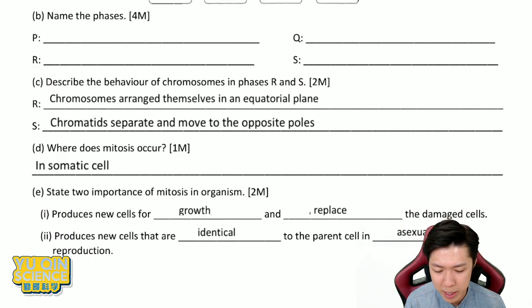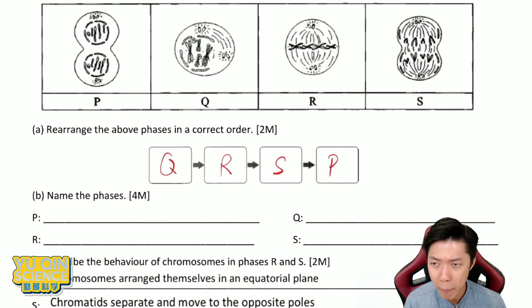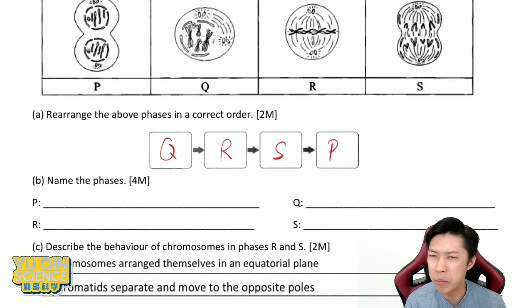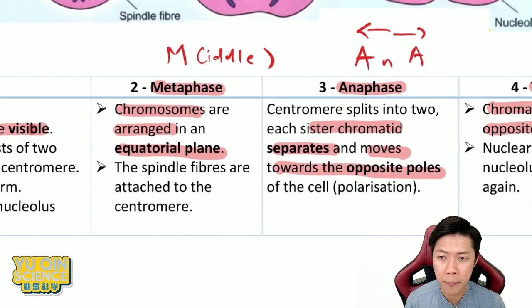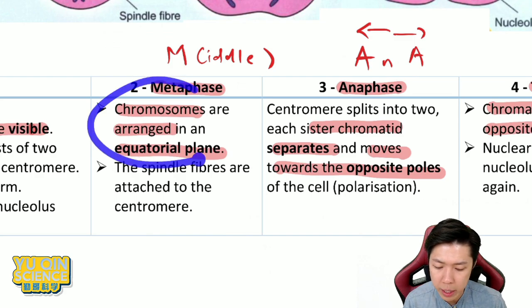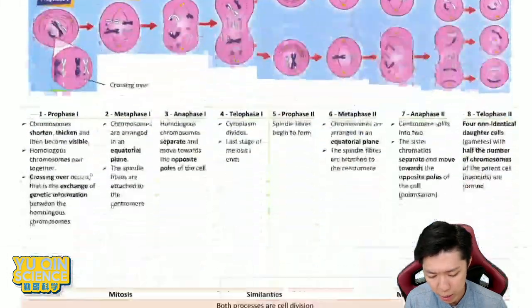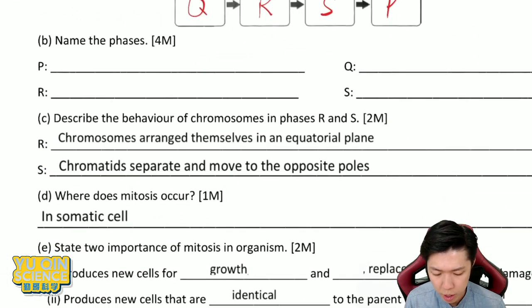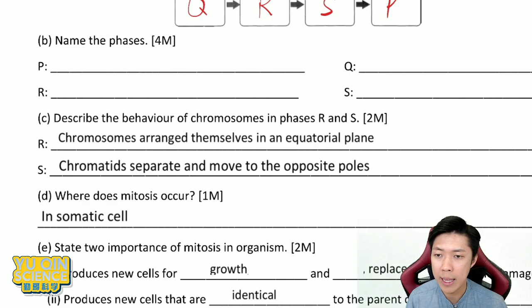Describe the behavior in phase R and S. So phase R will be the metaphase, and S will be the anaphase. So it's asking for what happened inside. Easily, we could refer to your notes again. What happened in meta? I think most importantly, you must have the first point. What happened in ana? Most importantly, you must mention separate into opposite poles, something like that. So I copied exactly from what I have in my notes. Chromosomes arrange themselves in the equatorial plane. That's the most important point we can have. And then chromatids separate and move to the opposite pole. That's for S. Okay, no problem.